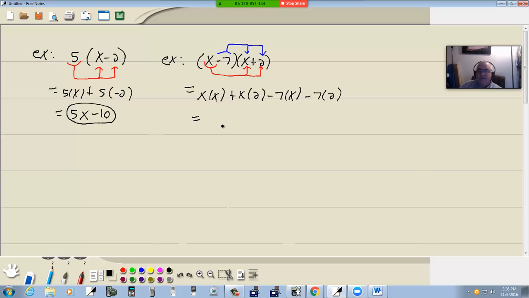Well, x times x gives us x squared. x times 2 is 2x. Negative 7 times x is negative 7x. And negative 7 times 2 is negative 14. 2x minus 7x is negative 5x, minus 14. Always, no matter where you are in algebra, if you can combine like terms, you should go ahead and combine them together. Like terms: same variable, the same power. That's why we combined the 2x and negative 7x. And if they're like terms, you add or subtract the numbers in front of them. 2 minus 7 is negative 5. Then we'll put the x on.